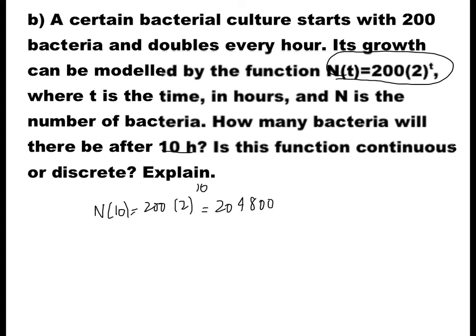Now, it's asking, is this function continuous or discrete? The function is discrete. The reason is that the number of bacteria after t hours cannot be a decimal number. You cannot have 200.5 bacteria. Either you have 200 or 201 bacteria. So this is an example of what we call a discrete function.